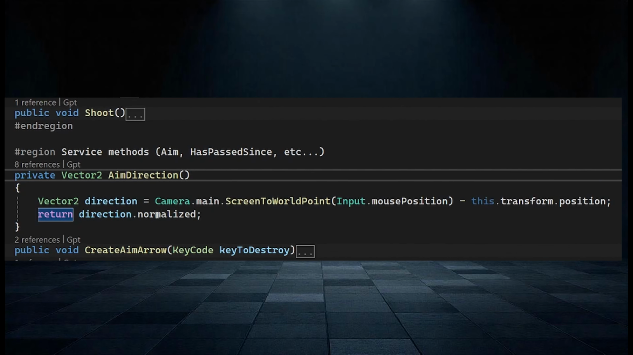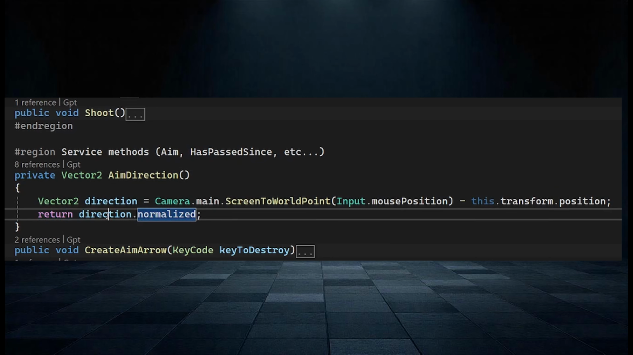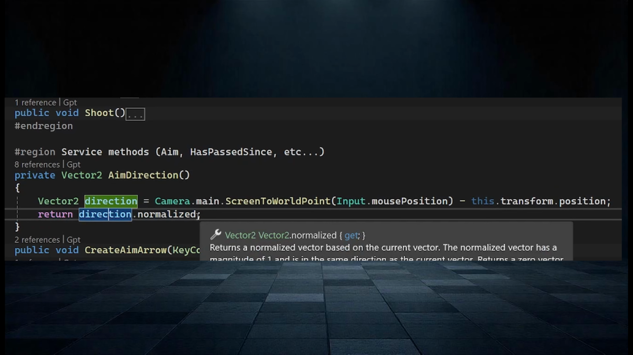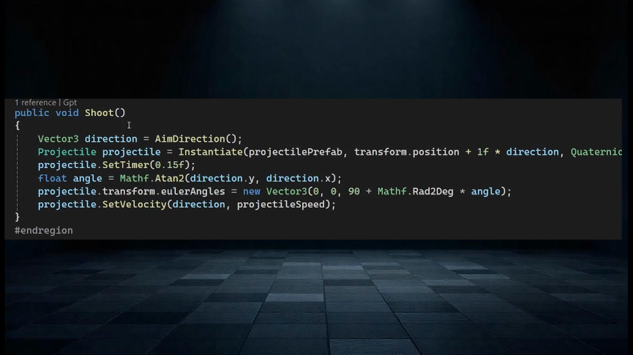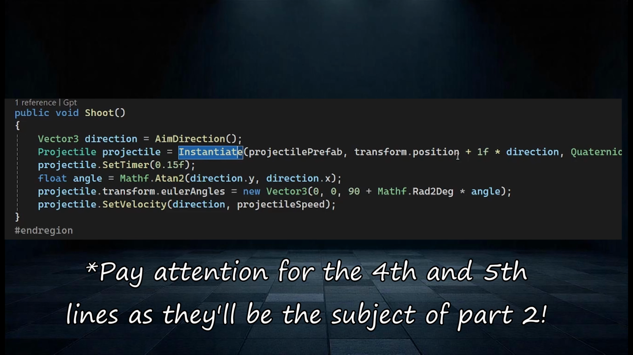So back in our code, if we want to normalize our result, all we have to do is take our vector and write .normalize, and that is it. It does the entire process for us. Now we have a normalized unit vector, which only tells us the direction that we're aiming at. So all that's left for us to do is to choose a speed for our projectile, instantiate it from the player with a little offset, and send it on its merry way.